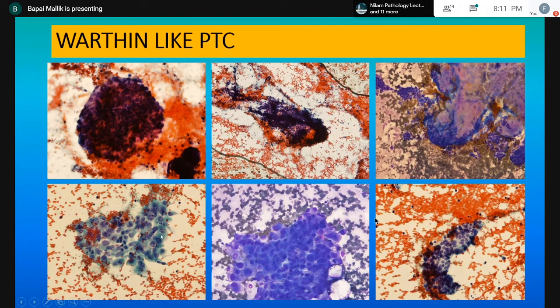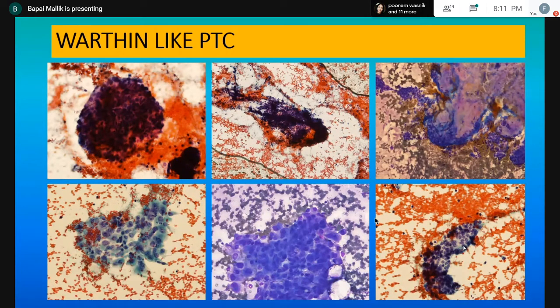And then they usually show these cells, maybe showing some degree of chromatin pallor. Another group showing these features, they may not show all the inclusions. It's a difficult diagnosis. Quite often it is missed, by the way. Here you can find some amount of nuclear pallor. I wish I would have given you a bigger picture, but this is more or less an idea of a Wharton-like papillary thyroid carcinoma.